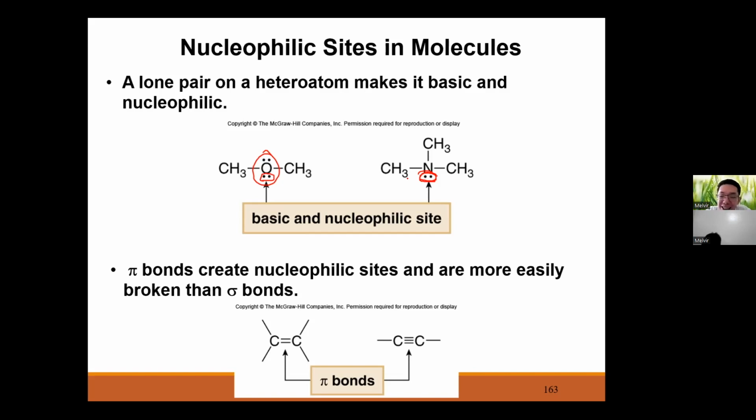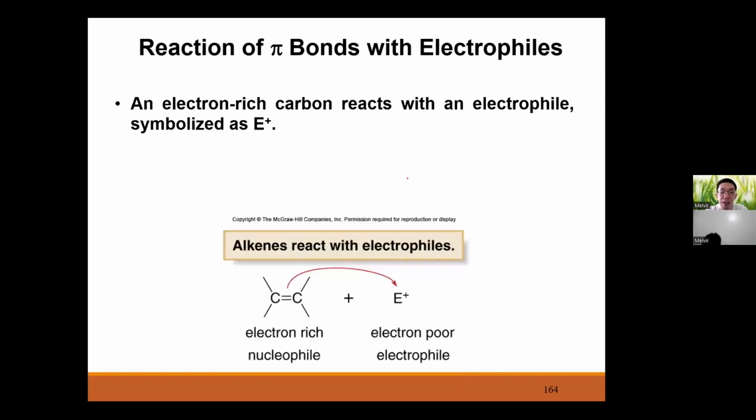Pi bonds break easily because they only have sideways overlap. So the pi electrons are usually donated toward the electron-poor site. Therefore, multiple bonds act as nucleophiles as well. Now we can have reactions of pi bonds with electrophiles.